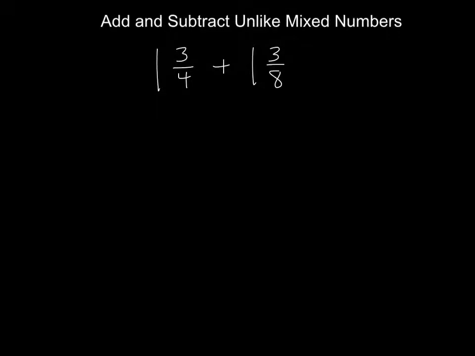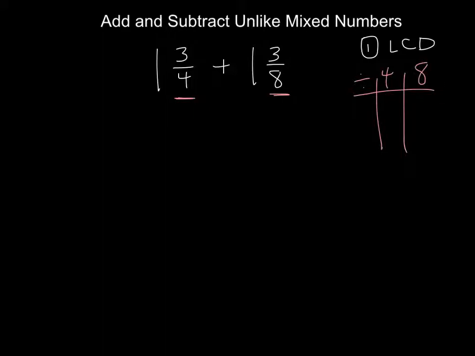In this video, we're going to learn how to add and subtract unlike mixed numbers. Adding and subtracting unlike mixed numbers are going to have the same steps that we did with adding and subtracting unlike fractions. My first step will always be to find the LCD and have a common denominator. So I start by looking at 3/4 and 3/8. They do not have the same denominator, so I'm going to start by finding the LCD of these two numbers.